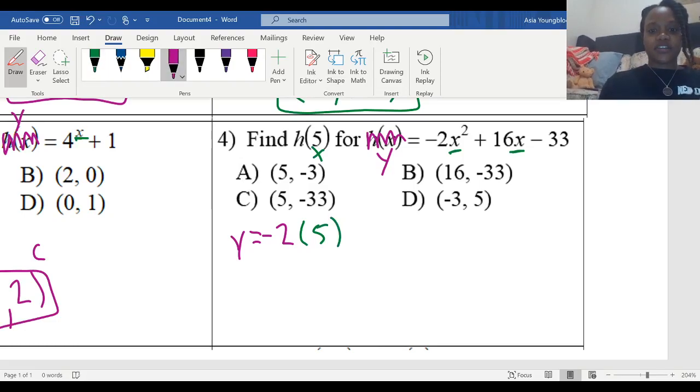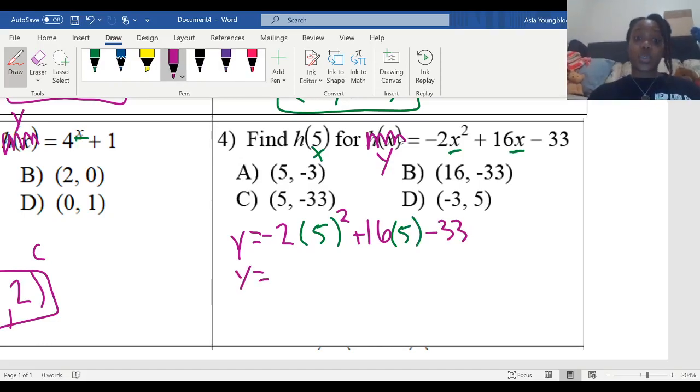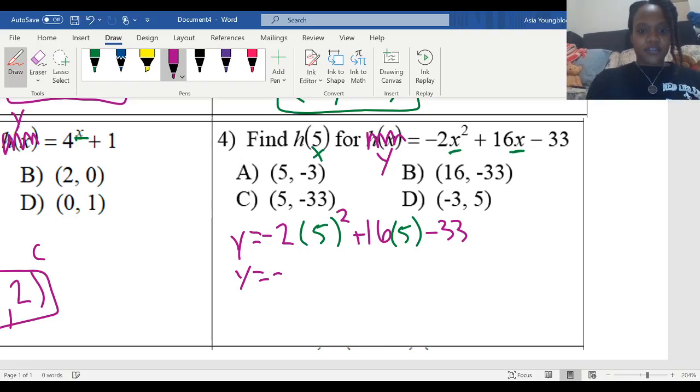substitute the 5 for the x value, so -2 times 5 squared, plus 16 times 5 minus 33. So that's y equals, and we're going to type this whole thing into our calculator. -2 times 5 squared, messed up my negative sign, plus 16 times 5 minus 33. So that gets us a y value of -3.